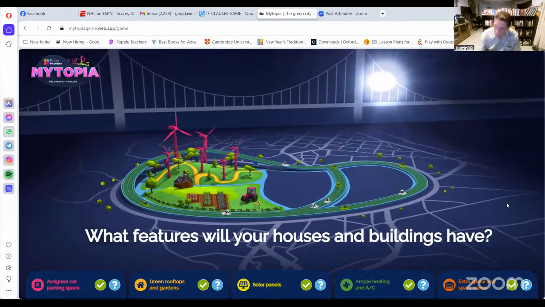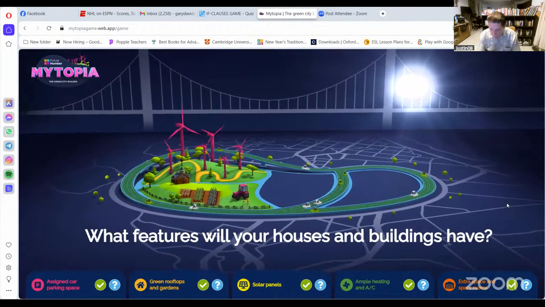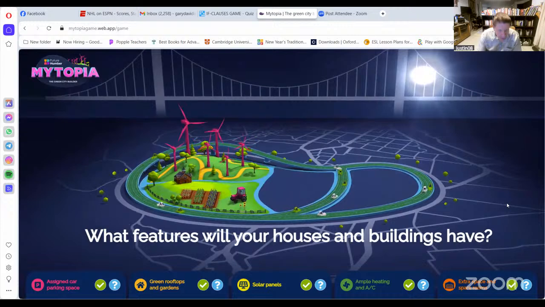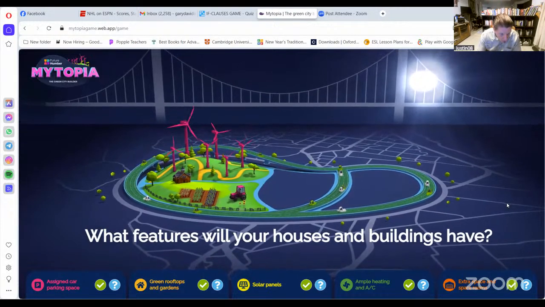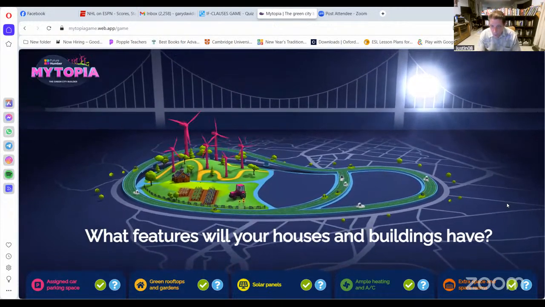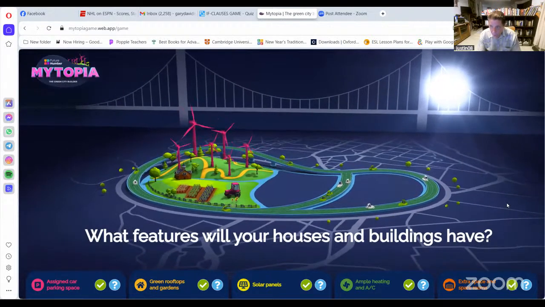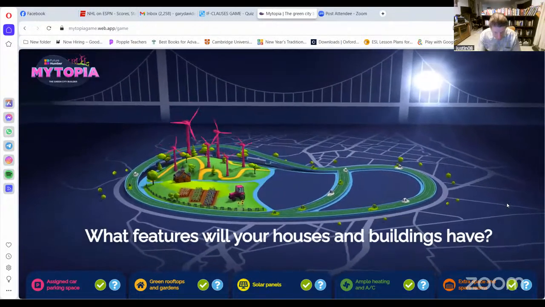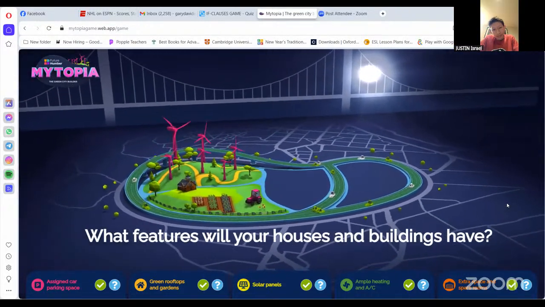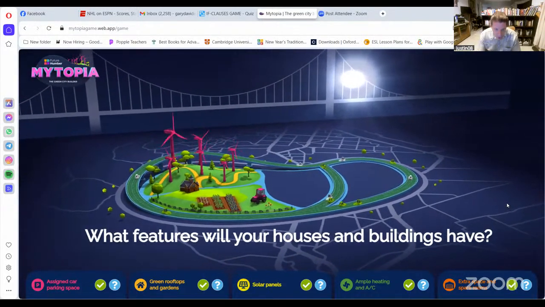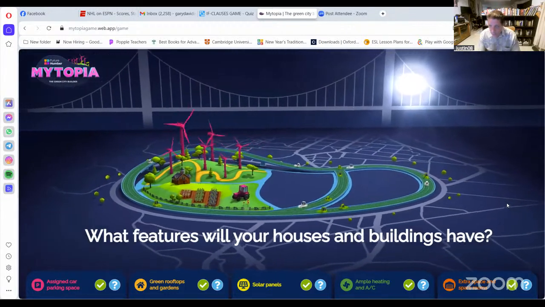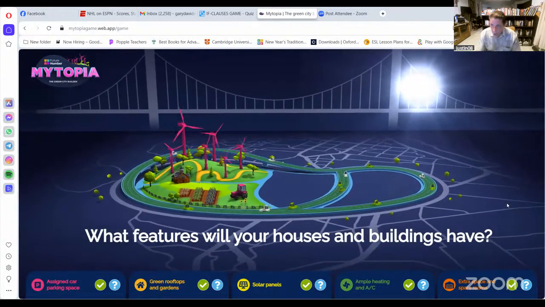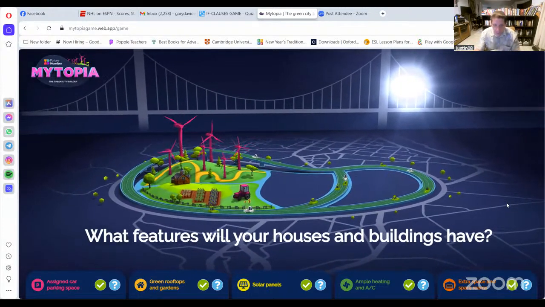Okay, maybe I'll read through them because there's quite a lot of detail here. The first one is that there will be an assigned car parking space, so your home will have enough parking for your family and for visitors. The next one is green rooftops and gardens. Your roof will be a green color, and there will be a lot of gardens in and around your house.